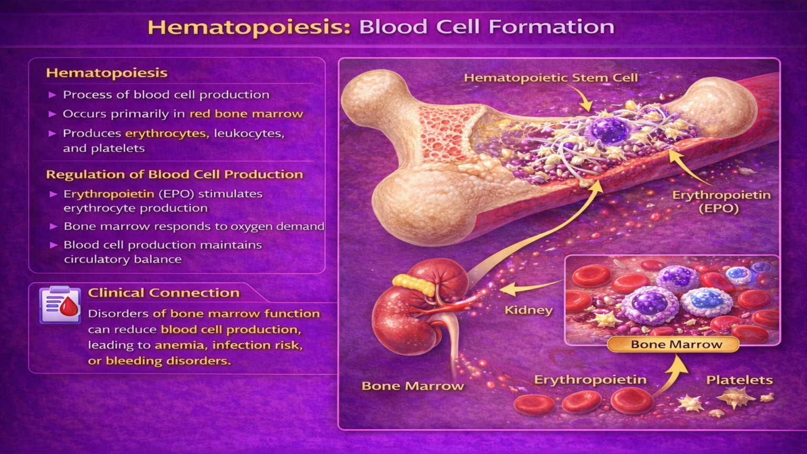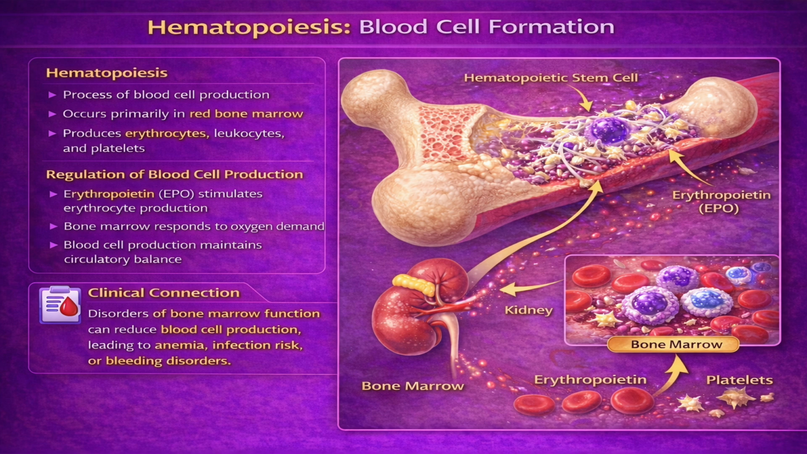All of the formed elements of blood originate from a common process known as hematopoiesis, which refers to the production and development of blood cells. Hematopoiesis occurs primarily within the red bone marrow, a specialized tissue found in certain bones of the body, including the sternum, ribs, pelvis, vertebrae, and the long femur.